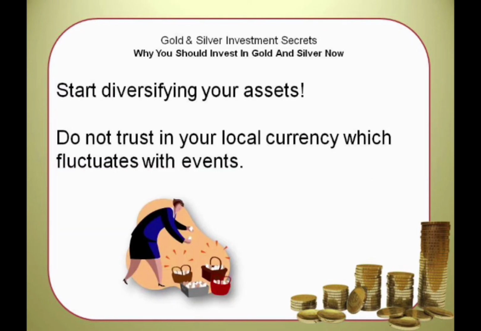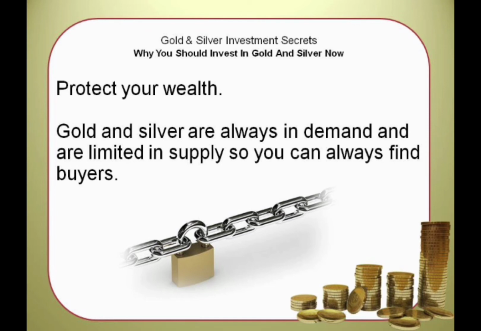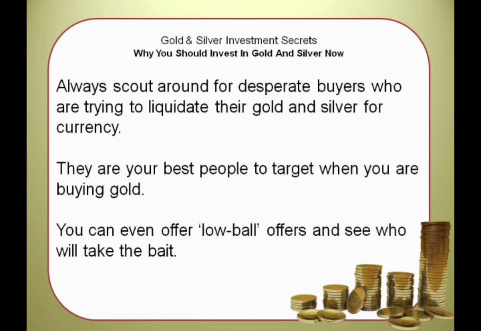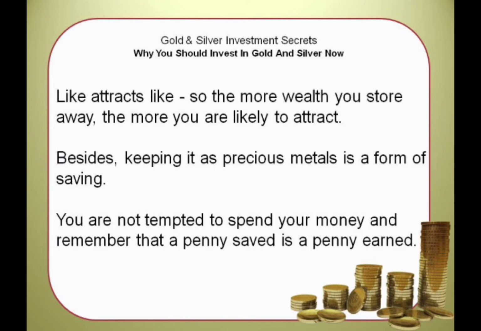Start diversifying your assets. Do not trust in your local currency, which fluctuates with events. Protect your wealth. Gold and silver are always in demand and are limited in supply, so you can always find buyers. Always scout around for desperate buyers who are trying to liquidate their gold and silver for currency. They are your best people to target when you are buying gold. You can even offer low ball offers and see who will take the bait. Like attracts like. So the more wealth you store away, the more you are likely to attract.